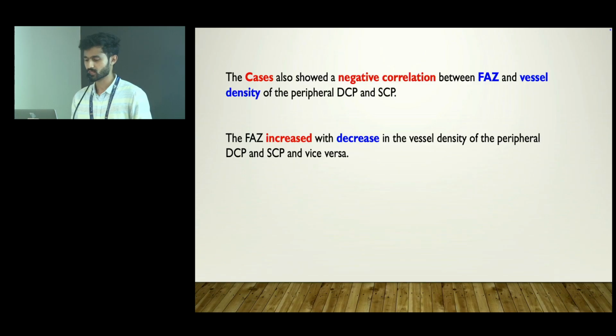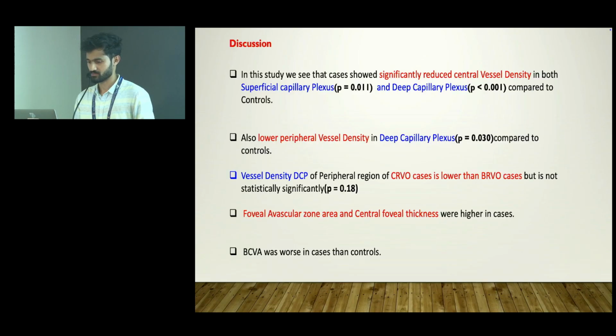The cases also showed a negative correlation between the foveal avascular zone and the vessel density of the peripheral deep capillary plexus and superficial capillary plexus. The foveal avascular zone increased with a decrease in the vessel density of the peripheral region, and vice versa.